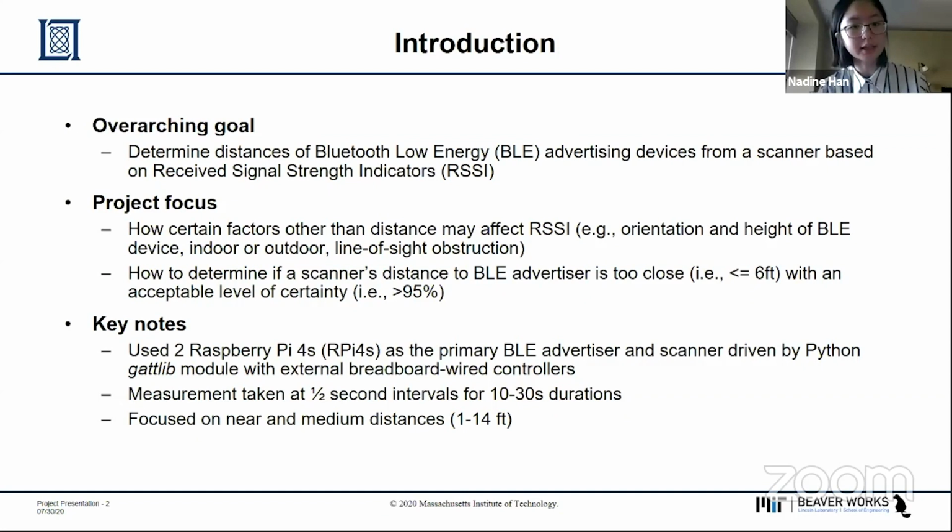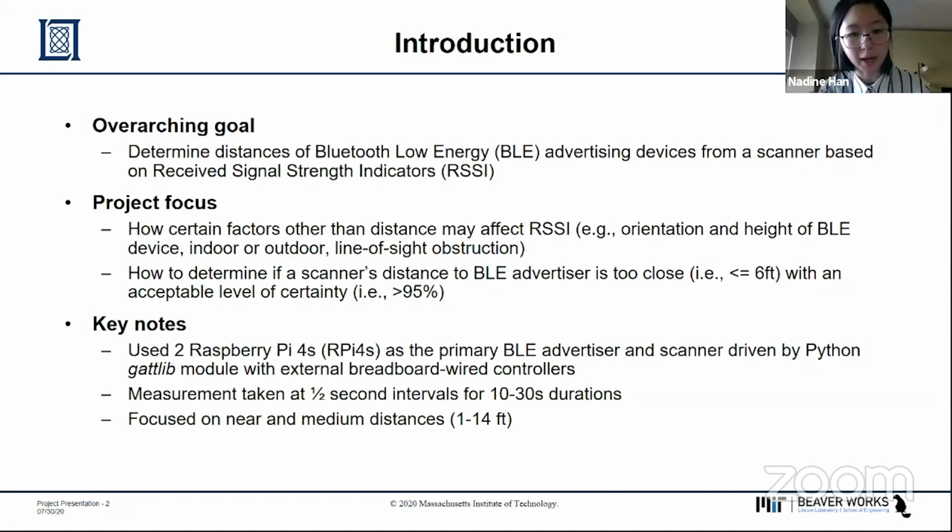The first area is how certain factors other than distance may affect RSSI. In this project, it was orientation and height of the BLE device, indoor or outdoor measurements, and line of sight obstructions. The second area of focus was how to determine if a scanner's distance to a BLE advertiser is too close, or within 6 feet according to the World Health Organization, with an acceptable level of accuracy, or above 95%.